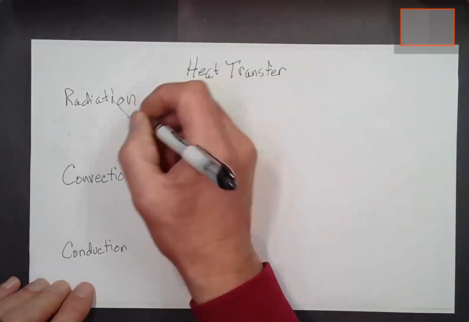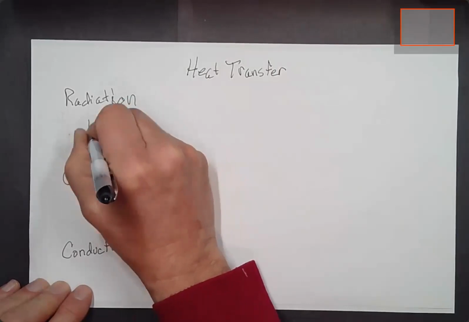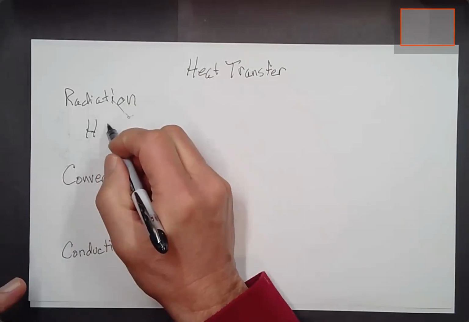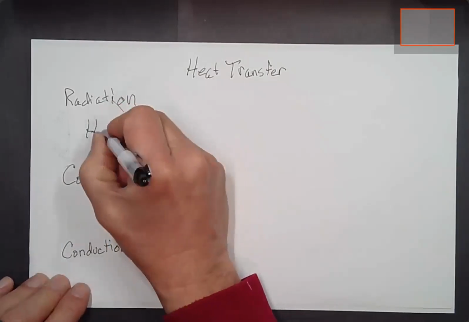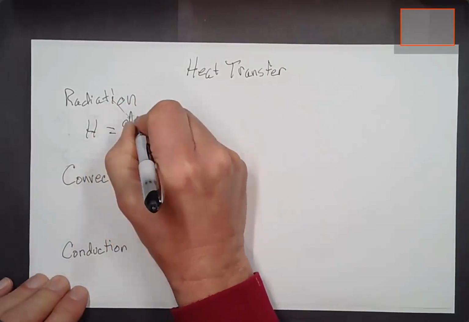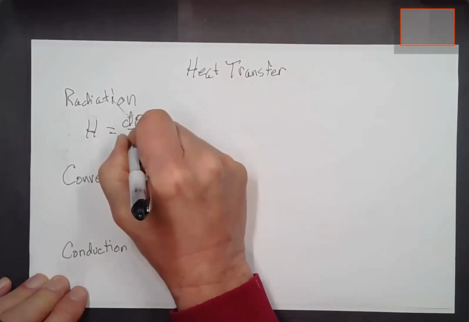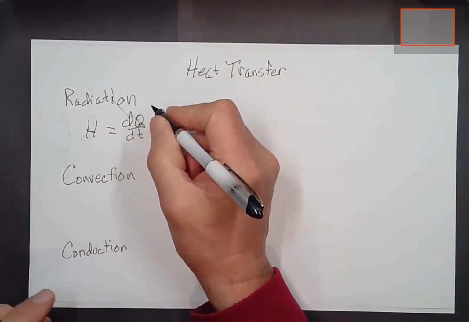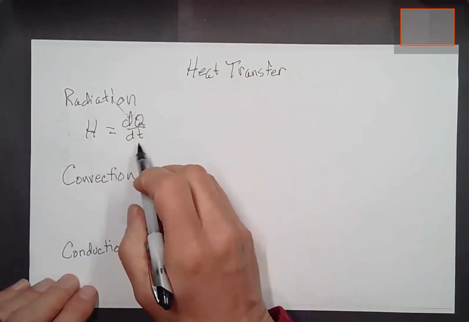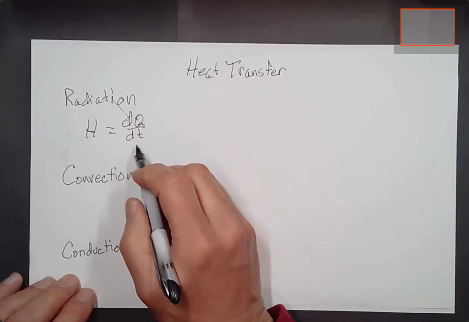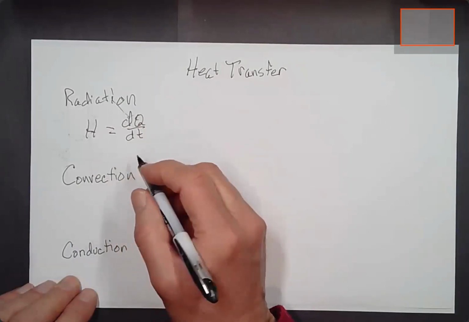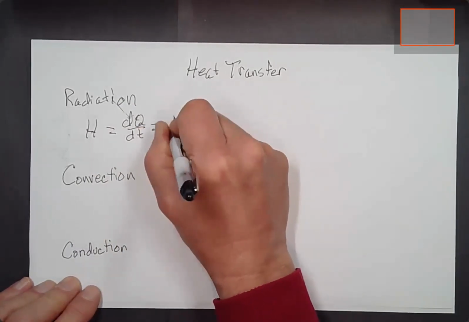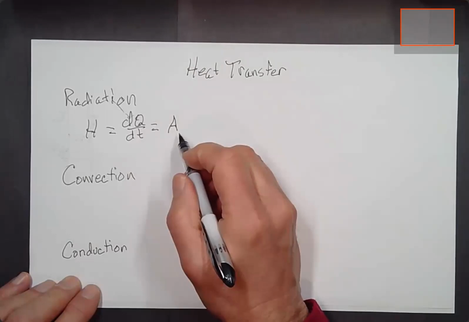Anyway, for radiation, we can write down a number for it. And we'll be using the letter H for the rate at which energy is transferred. So H will equal dQ/dt as far as we're concerned. Q is the heat that might be transferred from one place to another, and dividing it by dt makes it the rate of heat transfer. So we'll have that.